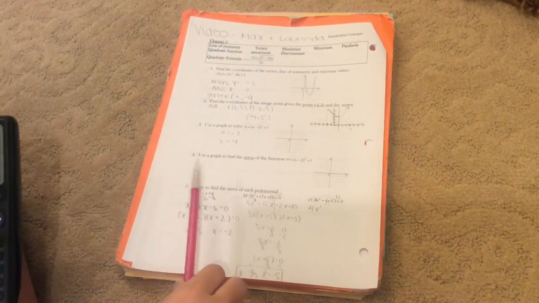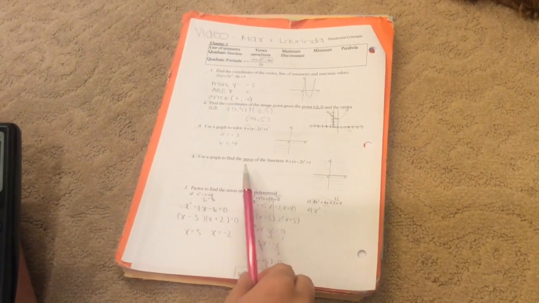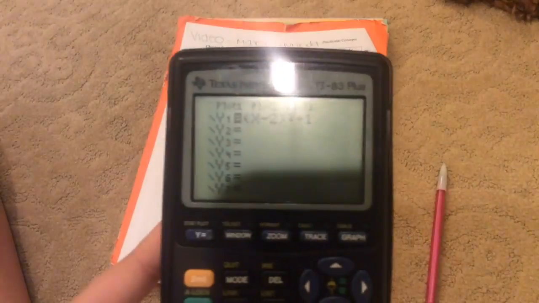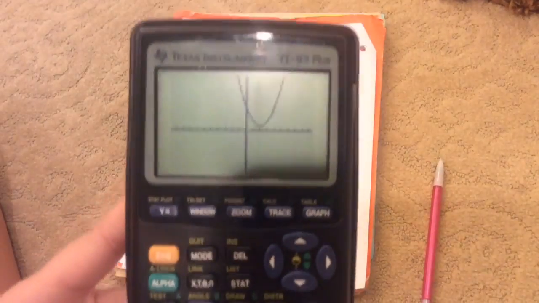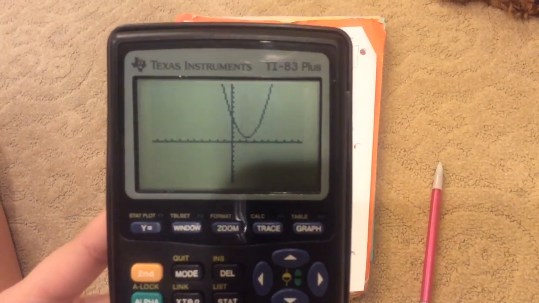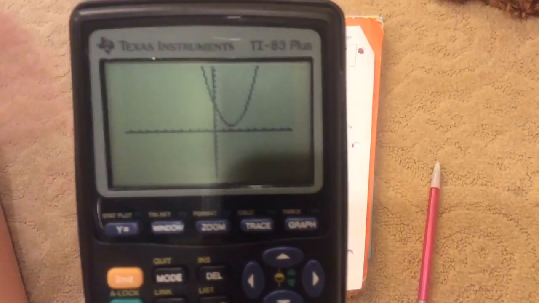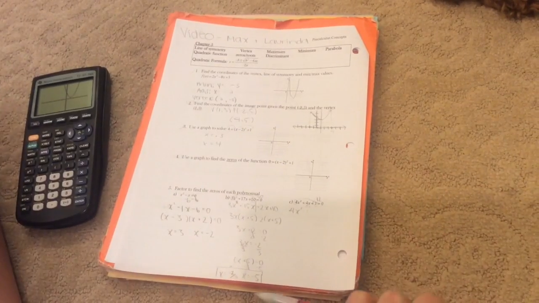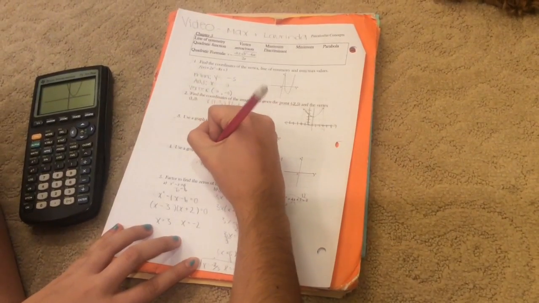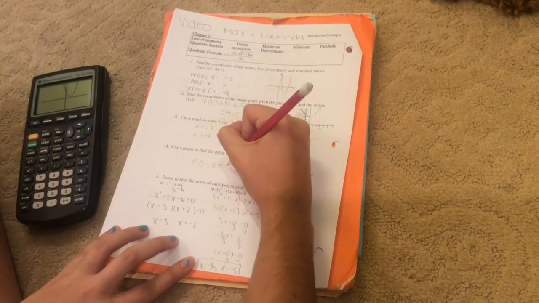For number 4, we're going to use a graph to find the zeros of this function. So far I just have it in my calculator, and I'm going to hit graph, and I get this parabola, but because it does not touch the x-axis, there are no zeros. So I'm going to write no zeros.